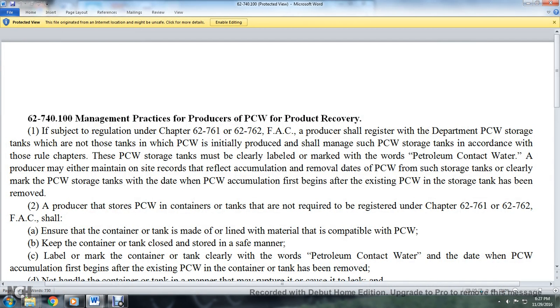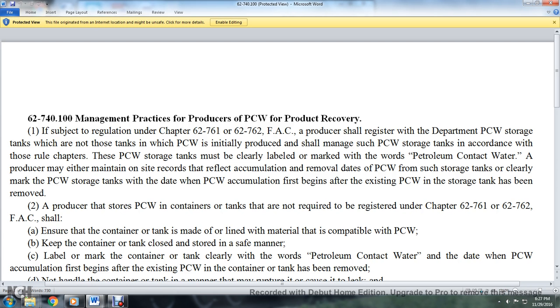62-740.100, Management practices for the producer of petroleum contact water for product recovery. This is subject to regulation under Chapter 62-761 and 62-762 of the Florida Administrative Code. The producer shall register with the Department petroleum contact water storage tanks, other than the tank in which the petroleum contact water was initially produced. These tanks are managed in accordance with the rules of the chapter, and petroleum contact water storage tanks must be clearly labeled and marked with the words petroleum contact water.